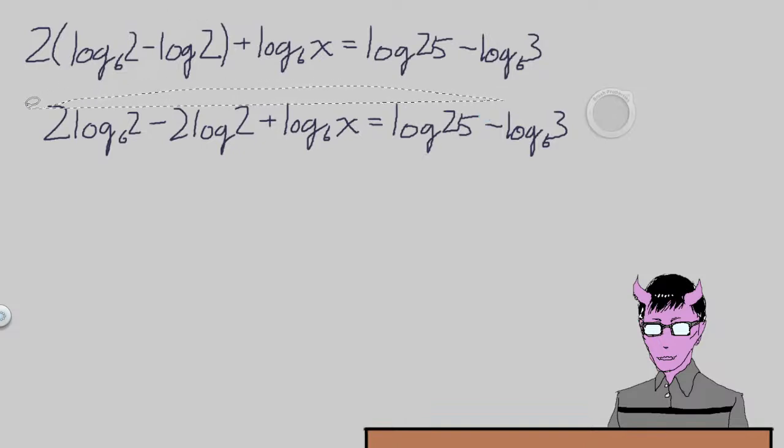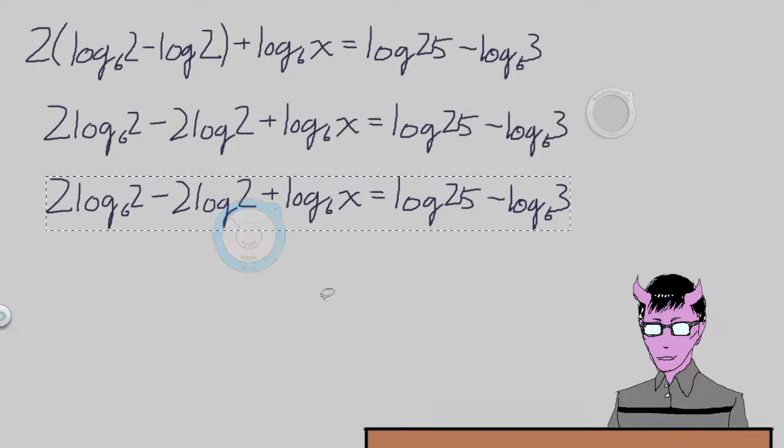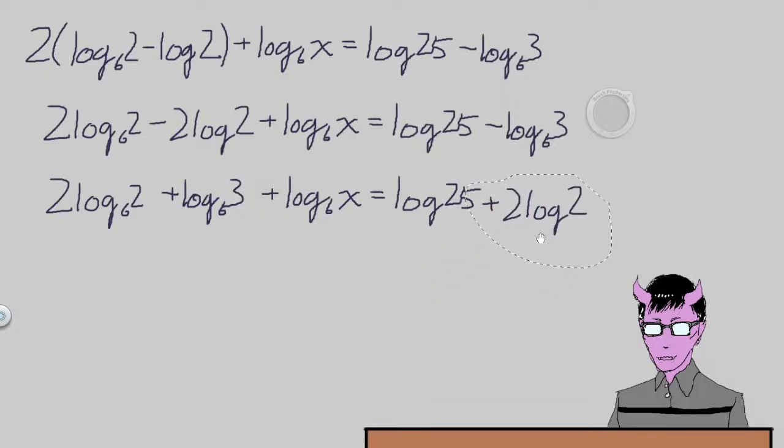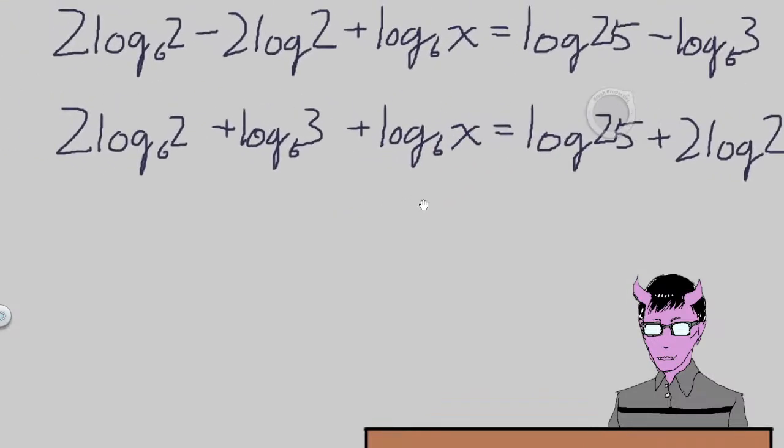So let's copy paste. So copy that, paste that. Well, let's get the log base 10 to the right hand side by adding it. So plus to both sides. And we're going to move this over by adding it to both sides. Thank you, technology. Okay. So all the log base 6s are on the left hand side.